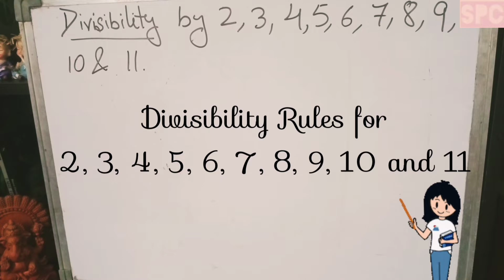Good morning, children. As you all can see on the board, today we are going to learn how to check divisibility of any particular number by 2, 3, 4, 5, 6, 7, 8, 9, 10 and 11. Children, by seeing all these numbers, you may think that it is very difficult. Rather, it is very easy and we are going to learn this divisibility just in a fun way.